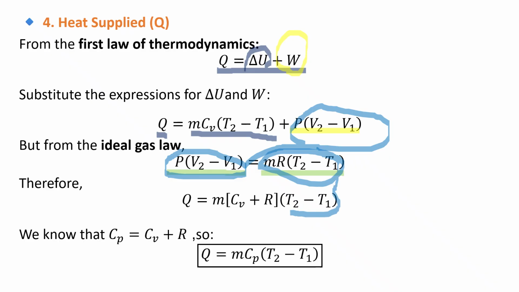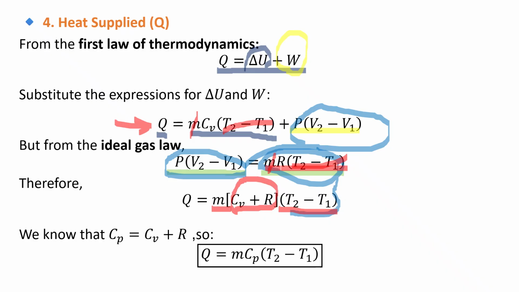So what you will observe in this equation, Q equals mCv(T2 minus T1) plus mR(T2 minus T1). Here m(T2 minus T1) is common, so into the bracket we get Cv plus R. What is Cv plus R?